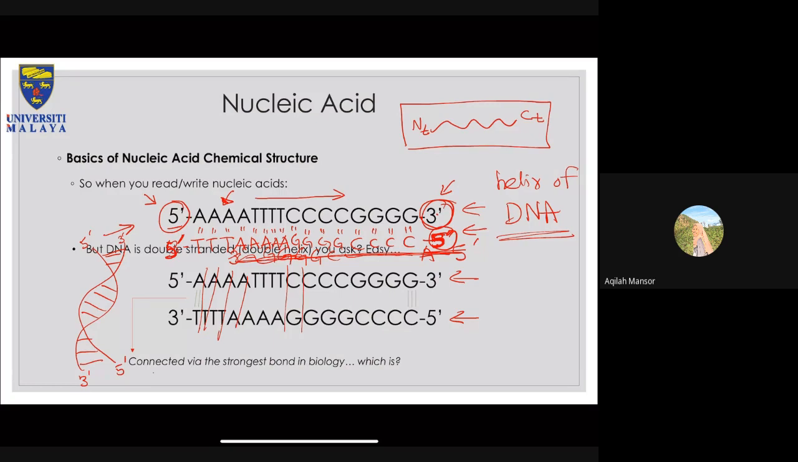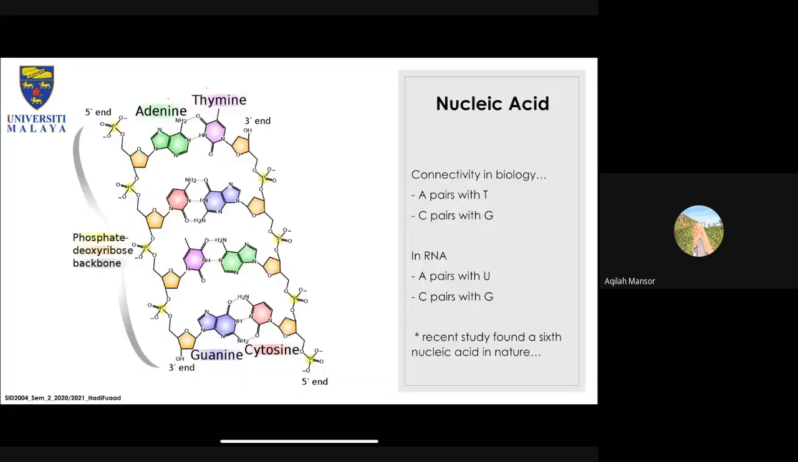It's connected by the strongest bond in biology, which is, I'm hoping that you guys are saying this while keeping your mic muted, hydrogen bond. So when you have a thymine and an adenine, you will have a pair of hydrogen bonds. When you have guanine and cytosine, you have 3 bonds, and so on and so forth. All right. So same thing.